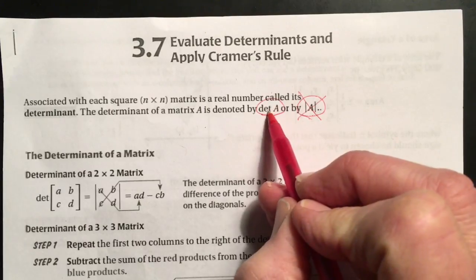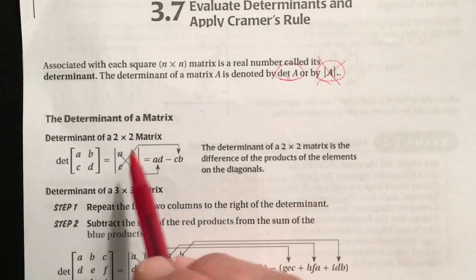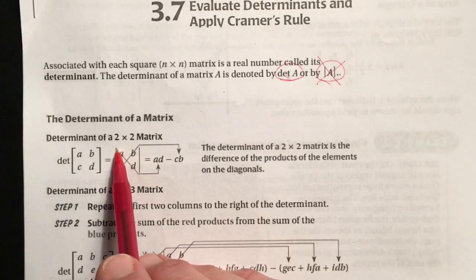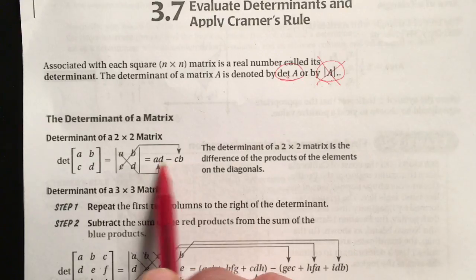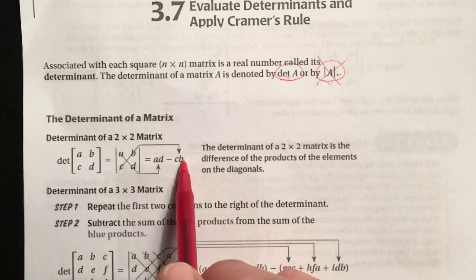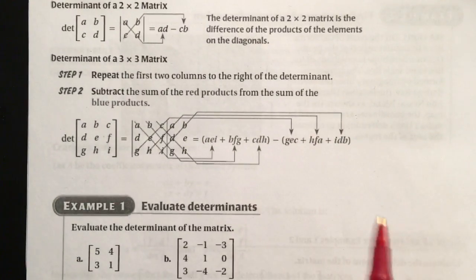So determinant A, det A. To find the determinant of a 2 by 2, you go diagonally from the upper left to lower right, multiply that, and then subtract from it, go from lower left to upper right. That will give you the determinant of a 2 by 2. For 3 by 3, it's much more complicated.